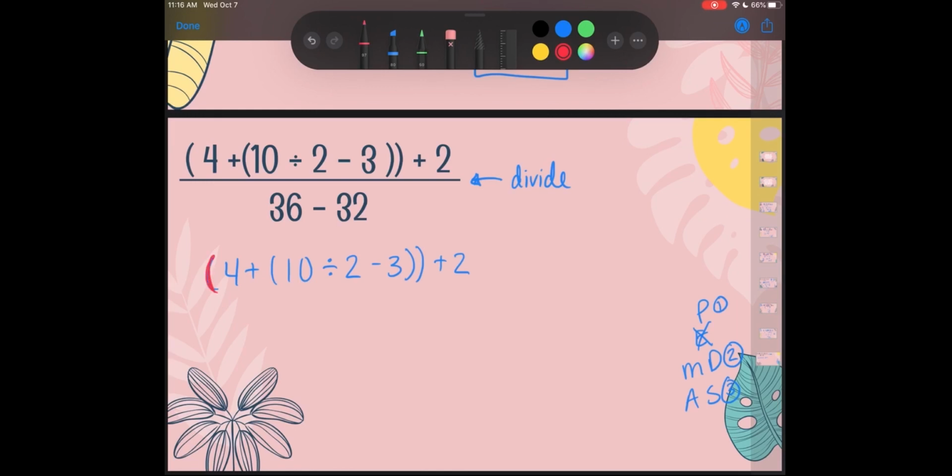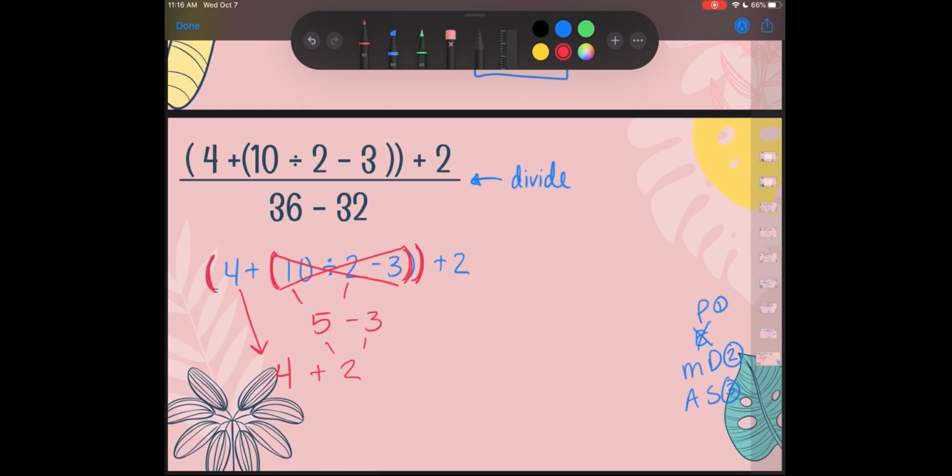All right, so first off, I gotta look for my parentheses. I've got parentheses here, right? But inside those parentheses, I have more parentheses. So I've got 10 divided by 2 minus 3. So inside those parentheses, I've still got to follow PEMDAS. Well, I'm going to do my multiplication and division before I do my addition and subtraction, right? So I'm going to do 10 divided by 2 first. 10 divided by 2 is 5. And then I get 5 minus 3. 5 minus 3 is 2. So this whole part of my problem became 2.